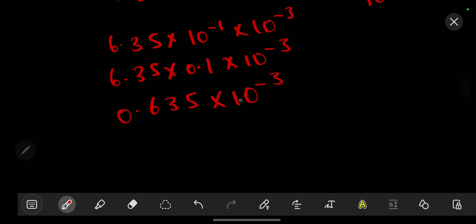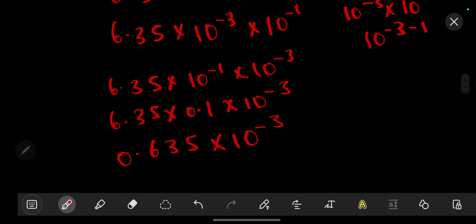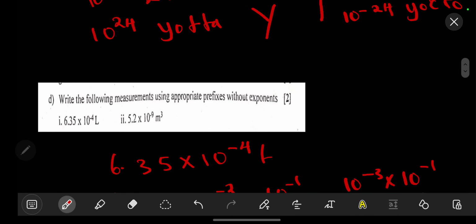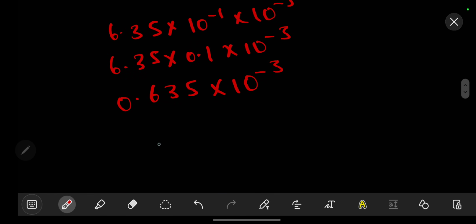Now the prefix that corresponds to 10 to the power negative 3 is milli. So what units have we been given? Milliliter. So the value will be 0.635, and where there is 10 to the power negative 3, you just put your milli, then the liter, so it is milliliter like that.